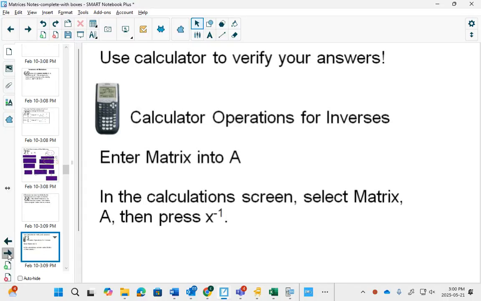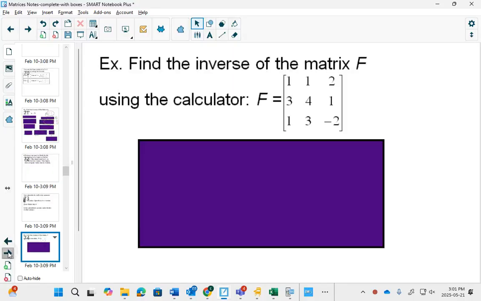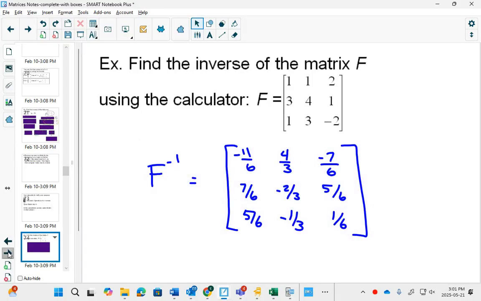For 3 by 3s, you're going to have to use the x minus 1 button. So you would type this into your calculator, push the x to the -1 button, then I'd probably push the fraction button, because otherwise it will just give you messy numbers. If you hit that fraction button, it makes your numbers very, very nice.